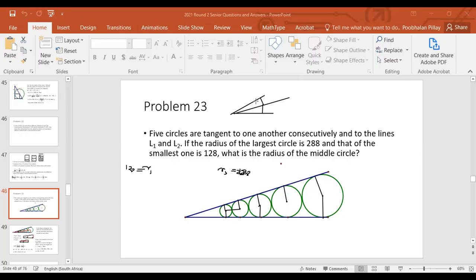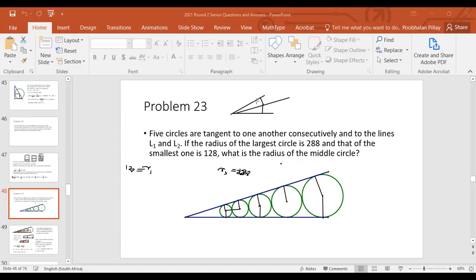Perpendicular distance, when you say distance from a point to a line, you mean the shortest distance, which is the perpendicular distance. So the perpendicular distances to these arms are equal. You'll find this in my book if you go and check in the geometry section.